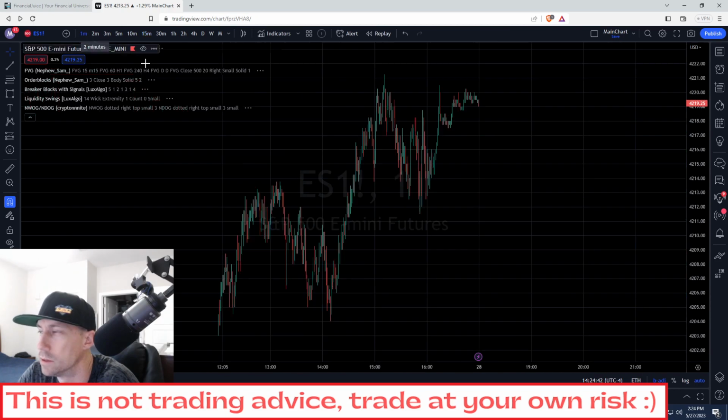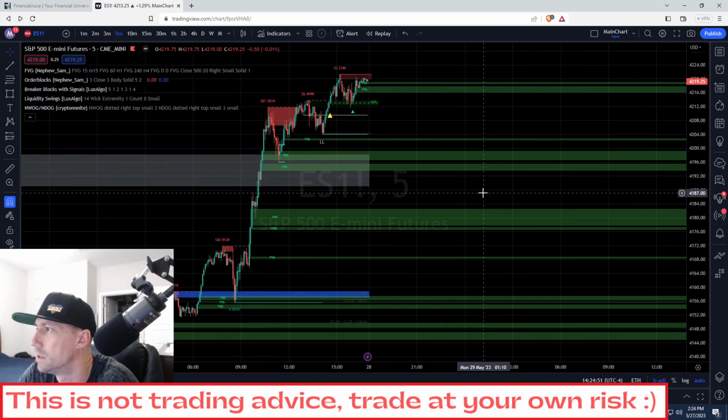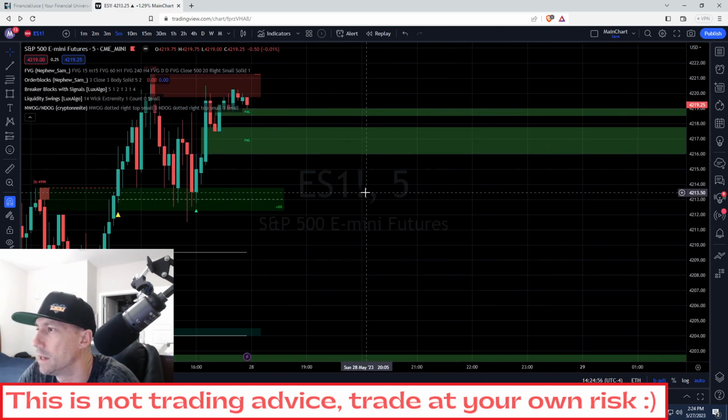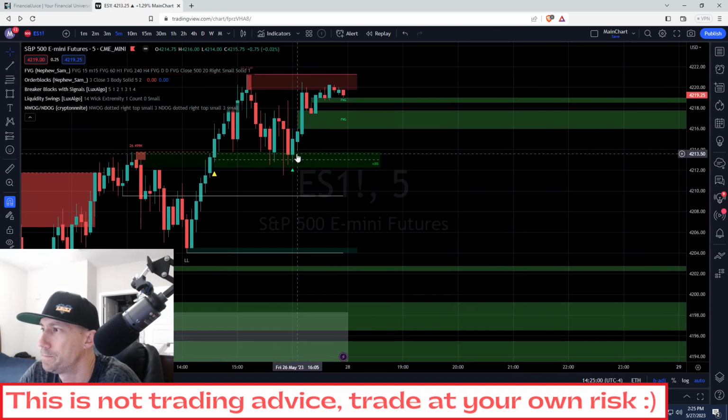So there's that. I'll go down to the lower time frames. The breaker blocks are, let's see if I can find a breaker block. I would have to go to another time frame. Okay, there is one right here. There is a breaker block right here, and it's a bullish one.